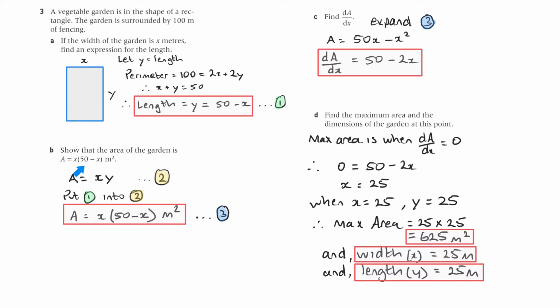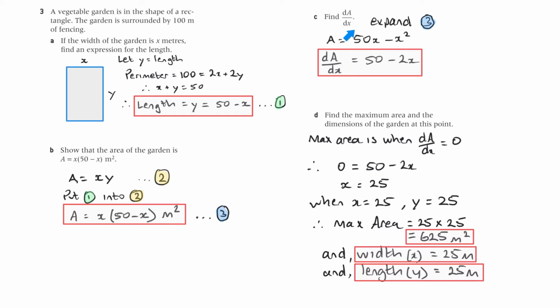B, show that the area of the garden is this. Well, we know that the area is x times y, so we substitute 1, the y is 50 minus x, into 2. So we substitute for this y, we're going to replace it with 50 minus x. We've got x times 50 minus x meters squared.